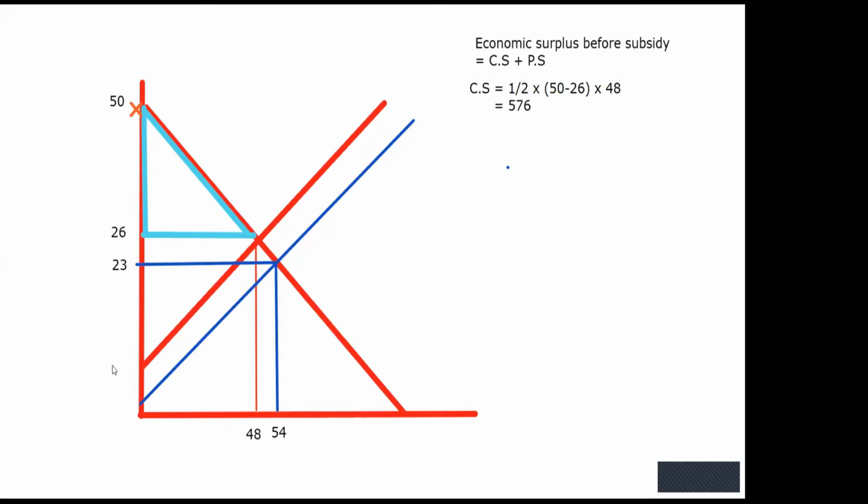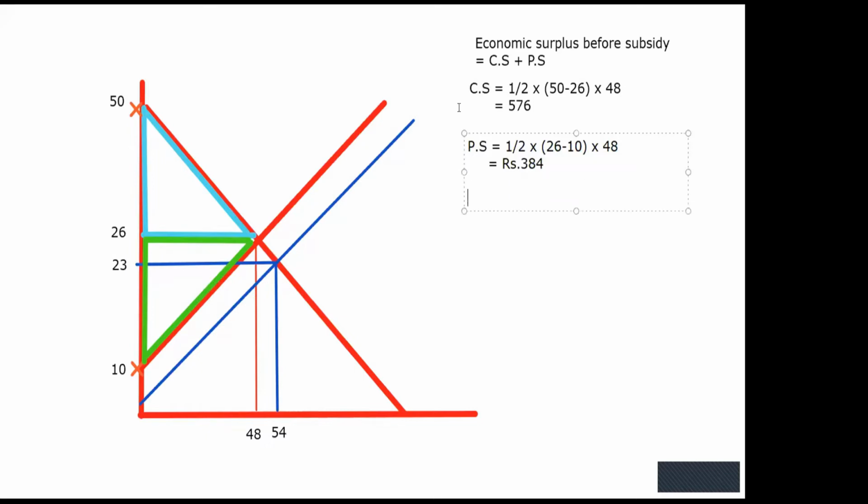Then producer surplus before. Can you all give me the price over here? This area you all know is producer surplus before. The price is 10. I'm hoping you all know how to get this 10 and 50 by now, right? So producer surplus is equal to half into 26 minus 10, multiplied by the quantity, that is 48. How much do we get? 384. So rupees 384.